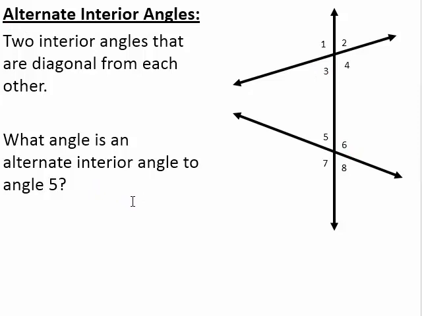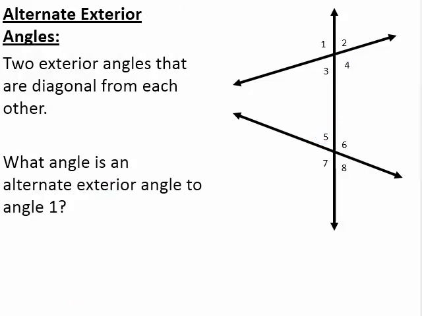So what angle is an alternate interior angle to angle 5? Locate angle 5, go on the opposite side or alternate side of that transversal, and you'll notice you land at angle 4, so angle 4 is an alternate interior angle to angle 5.